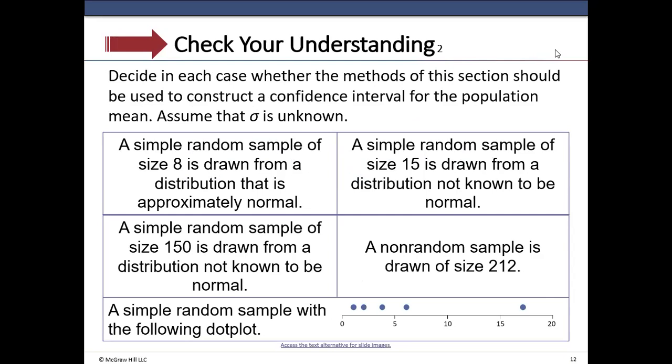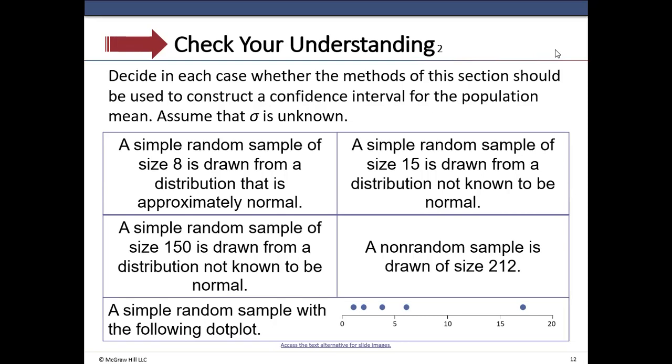Decide in each case whether the methods of this section would be used to construct a confidence interval for the population mean. Assume that the population standard deviation sigma is unknown. A simple random sample of size 8, sample size less than 30, is drawn from a distribution that is approximately normal. Yes, in that case, we can use the methods of this chapter. A simple random sample of size 15 is drawn from a distribution not known to be normal. We cannot use the methods of this section because the population distribution is not known to be normal.